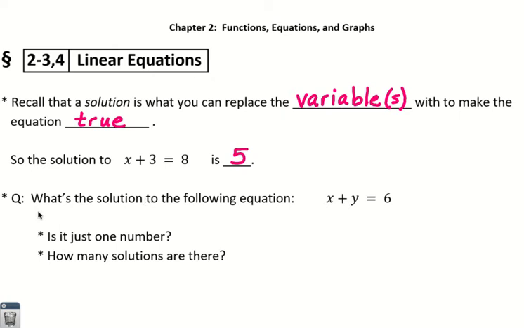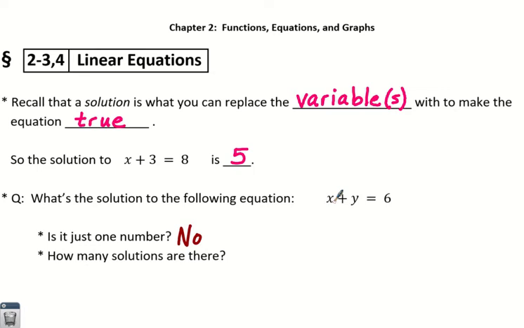So here's the next natural progression, with a question: what's the solution to the following equation? x plus y equals 6. You'll probably notice immediately that there's not just an x variable, but a y variable. So perhaps you're thinking, maybe it's not just one number. No, it's not just one number. It would take a pair of numbers, if you want to write that down in your own words.